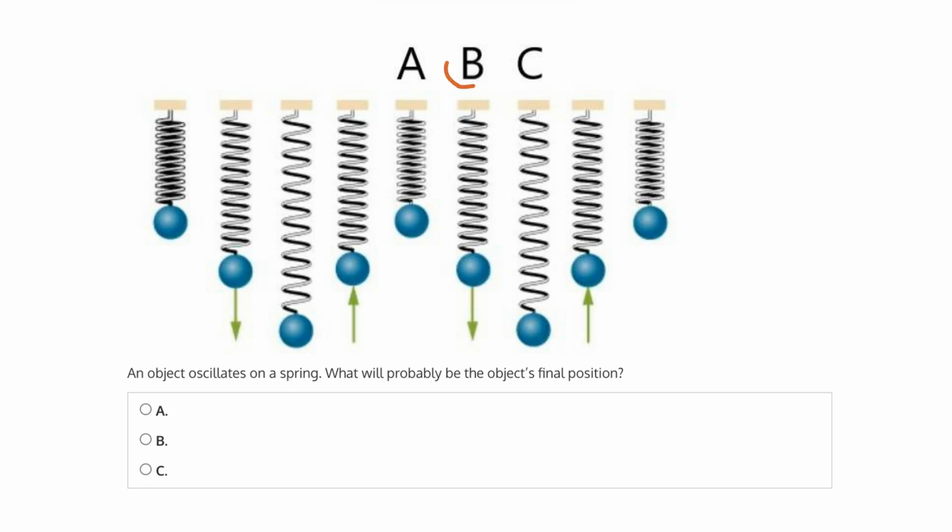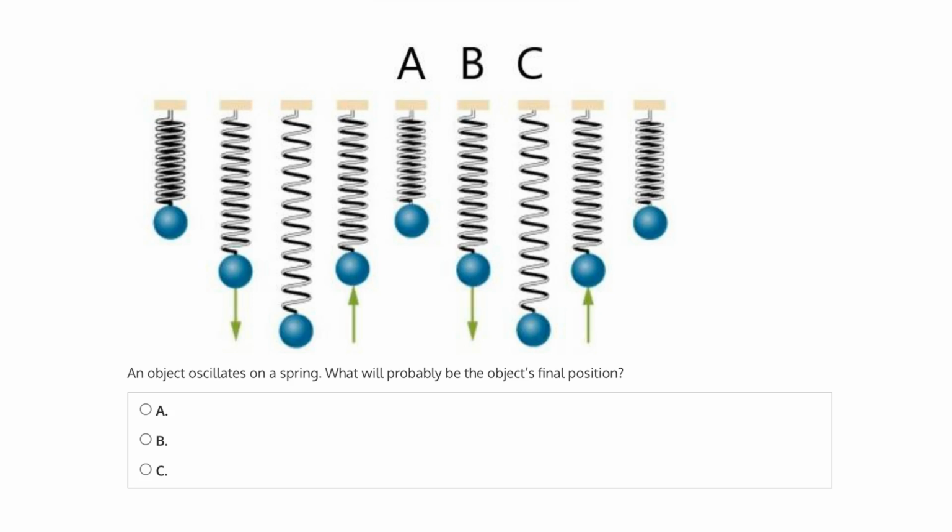Now, in B, we see this intermediate case, and this is indeed most likely to be the object's final position. This is what reflects the spring's mean position. So with the weight, with the object at the end of the spring, there will be some extension that will occur as a function of the weight of the object pulling down on the spring.